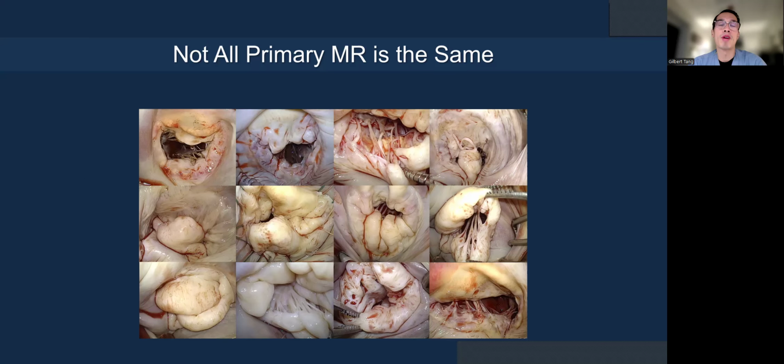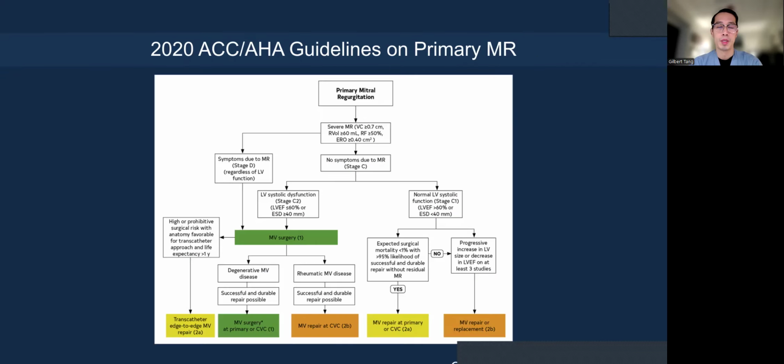Now, what about the mitral valve? It's certainly more complex because not all primary MR is the same. And you can see that here in the 2020 AHA/ACC guidelines of primary MR, surgery is still the gold standard.